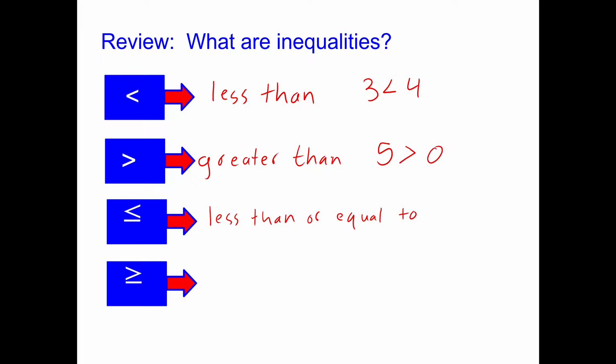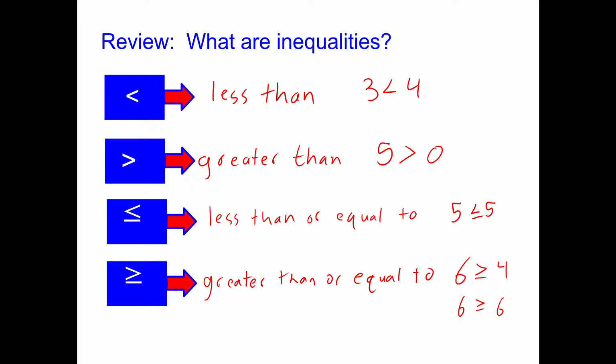And what this does is it represents situations like 5 is less than or equal to 5. Now, it'd be kind of weird to say that 5 is less than 5, but if we put the equal to there, it's okay. And the last one we have is greater than or equal to. This does the same thing. It's used to represent situations when one number is bigger than another or when one is equal to it. So for example, I could say 6 is greater than or equal to 4. I could say 6 is greater than or equal to 6.